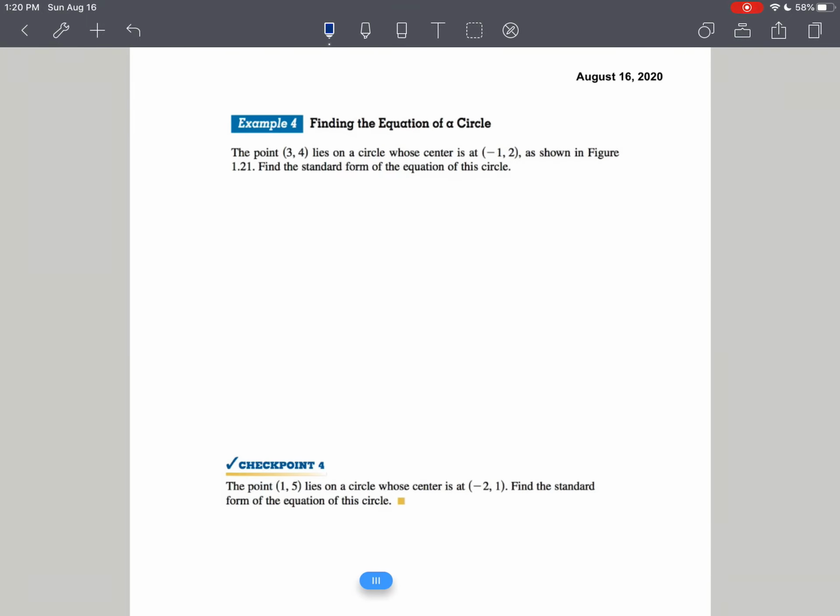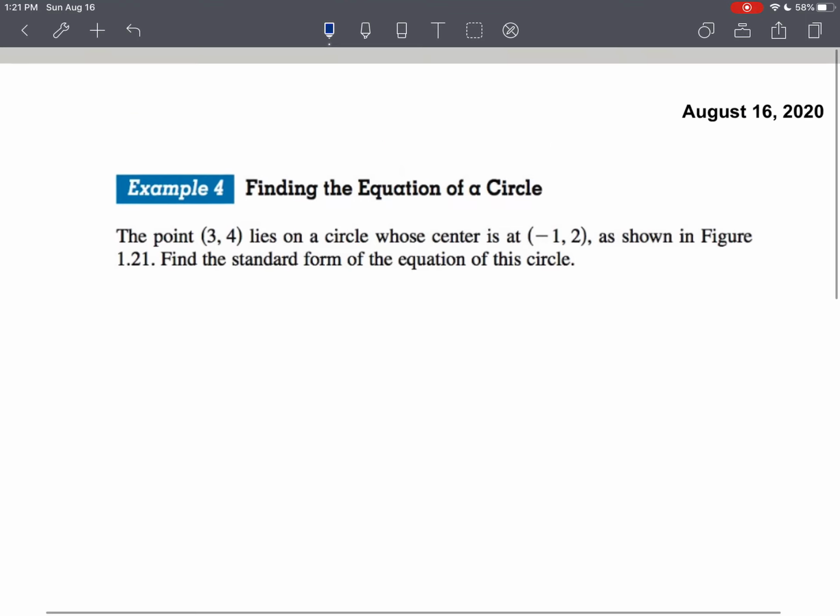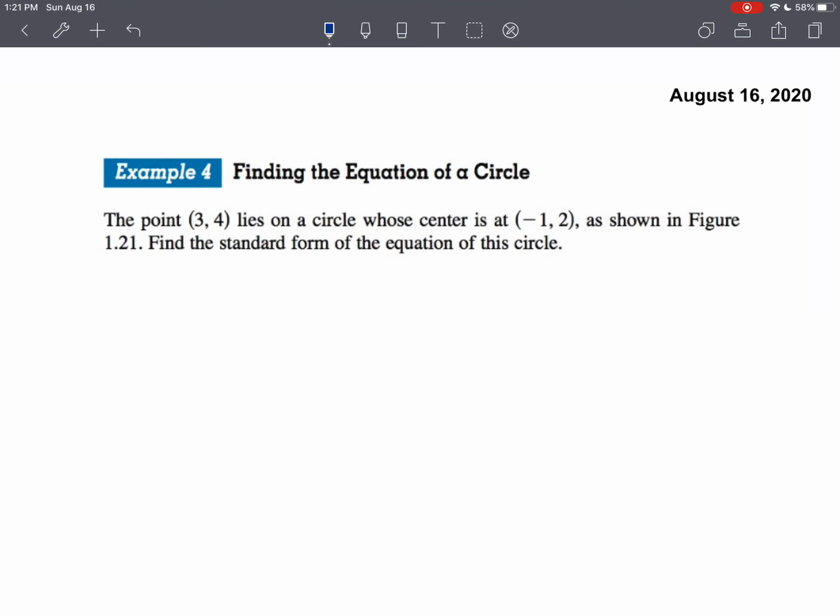Let me show you how we're going to use this equation. The point (3, 4) lies on a circle whose center is at (-1, 2), as shown in figure 1.21. I don't have that figure here. I could draw it for you. Find the standard form of the equation of this circle. So I'm going to draw it for you.